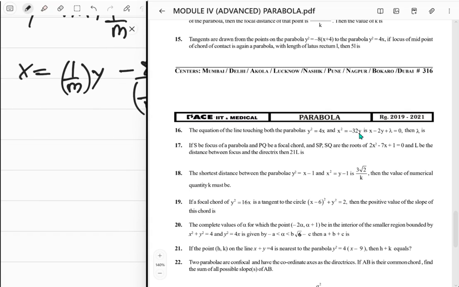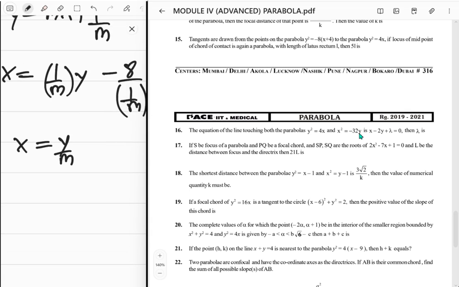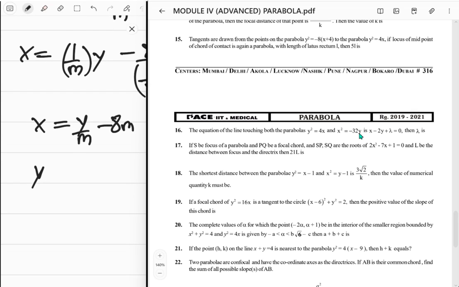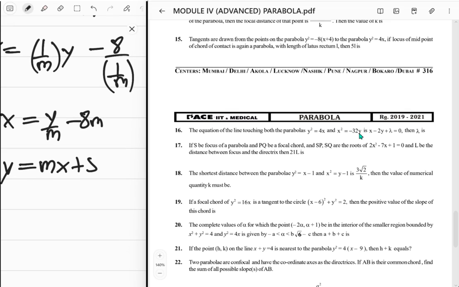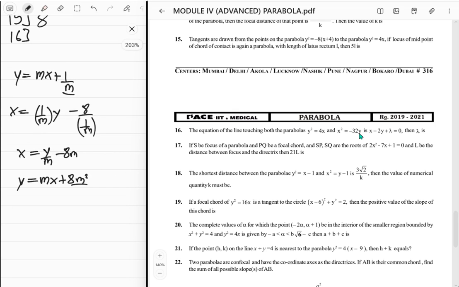Which just means x is equal to y upon m minus 8m, which means y is equal to mx plus 8m squared. Of course these must match up. That just means 8m cubed equals 1, so 2m equals 1, m must be real, m equals 1 upon 2. So the slope is just 1 upon 2, and we want to find lambda. Just use this equation, x equals 2y minus lambda, or x plus 8m minus y upon m equals 0. M is 1 upon 2, so it's minus 2y here, and it's supposed to be 4. So lambda is 4.